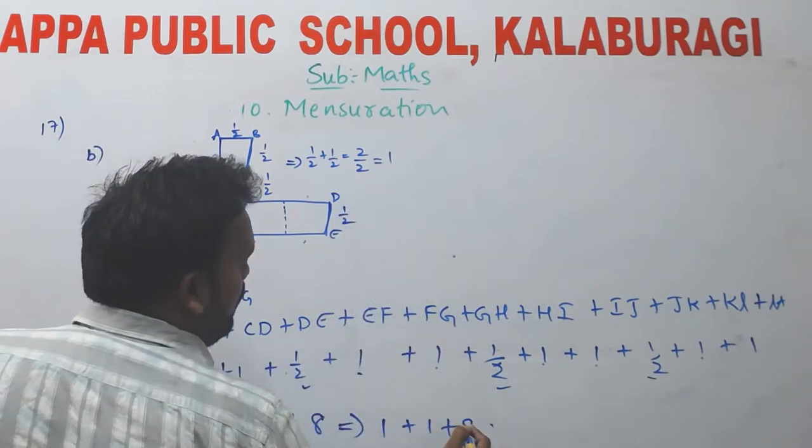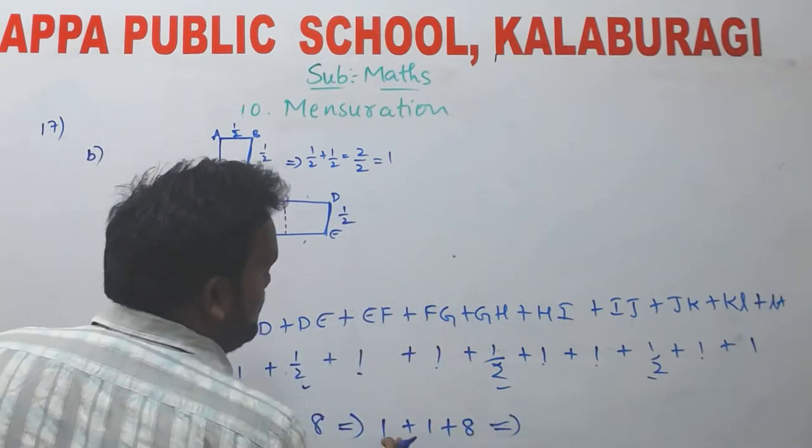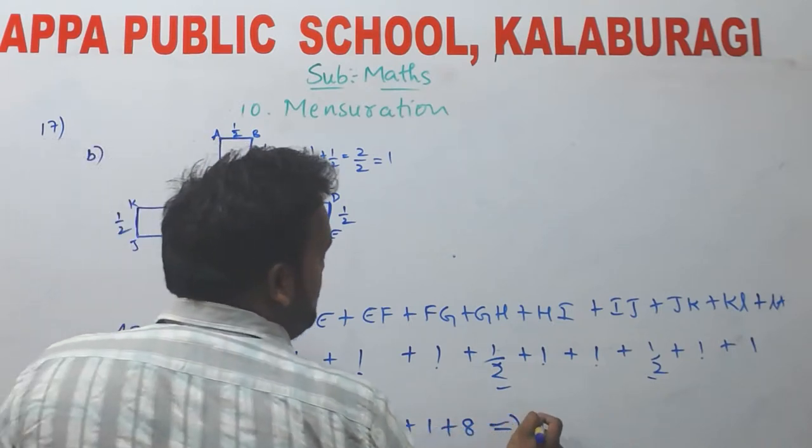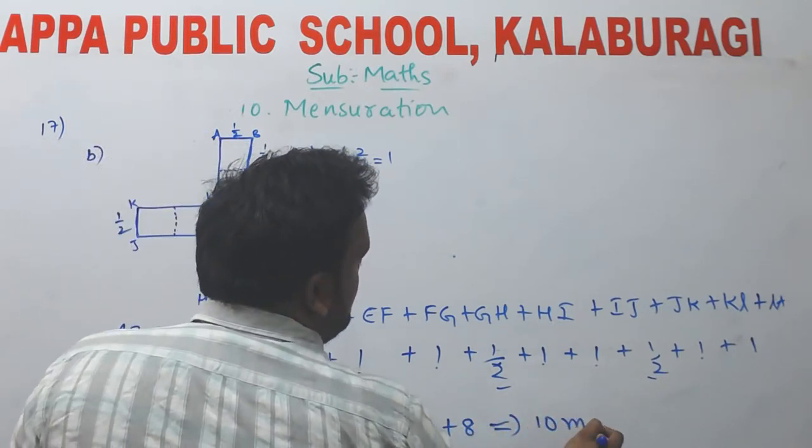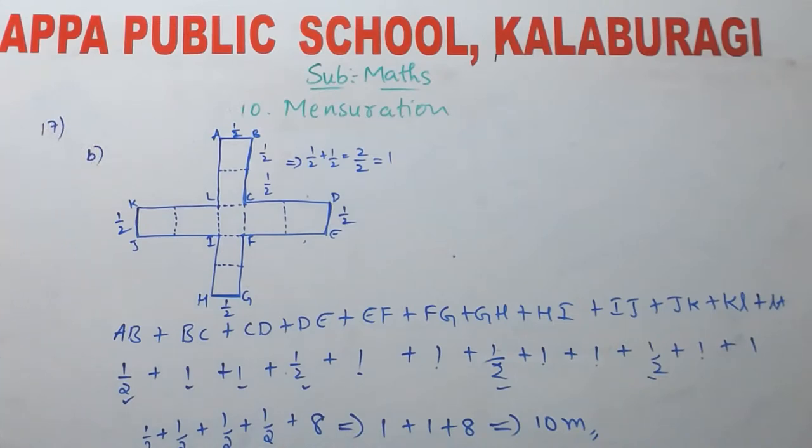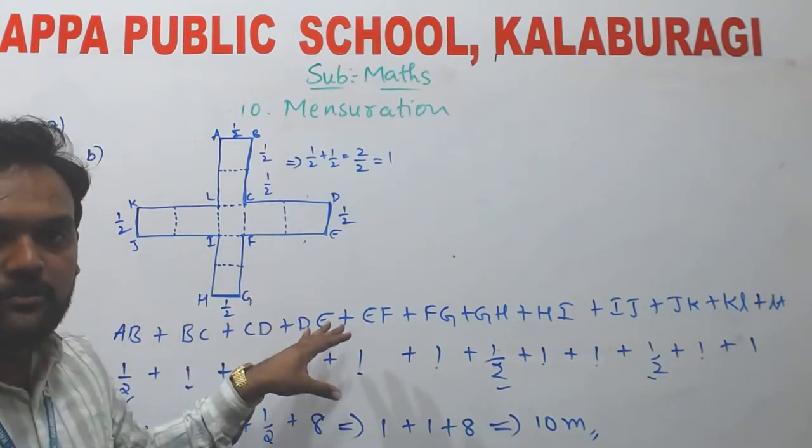That is 8. 1 plus 1 plus 8. How much? 1 plus 1, 2. 2 plus 8 is how much? 10. This is meter. 10 meter. This is the second arrangement, understood, students?